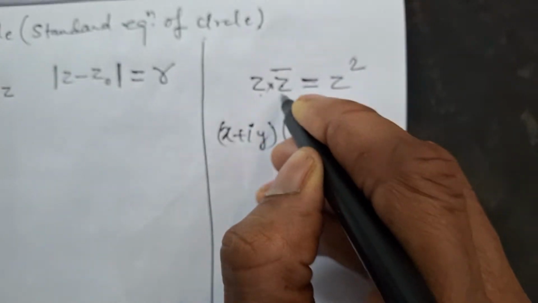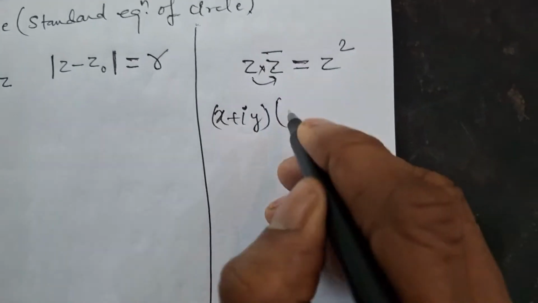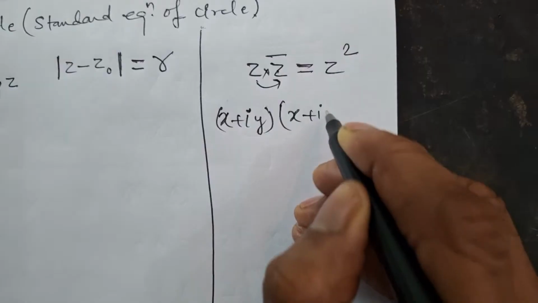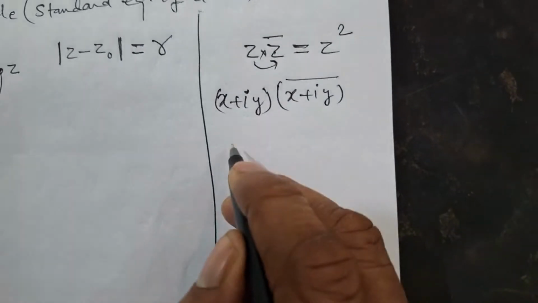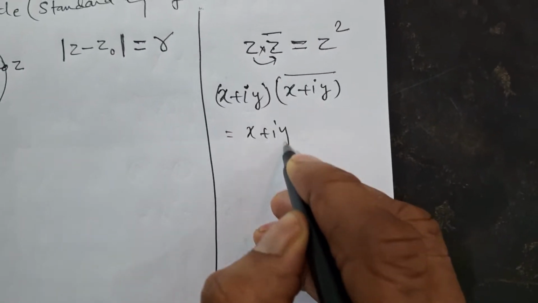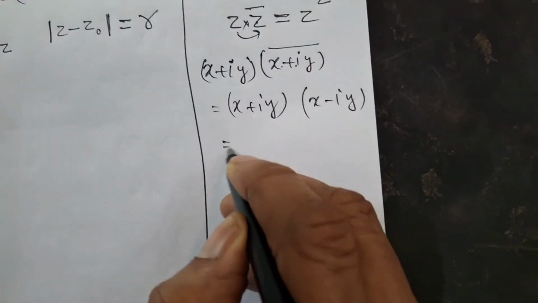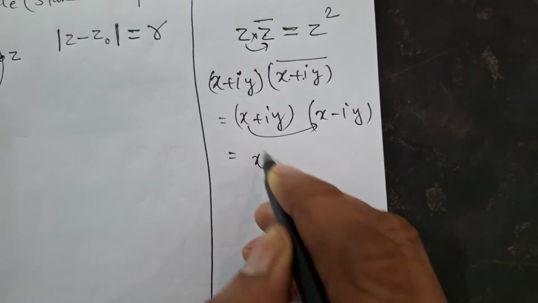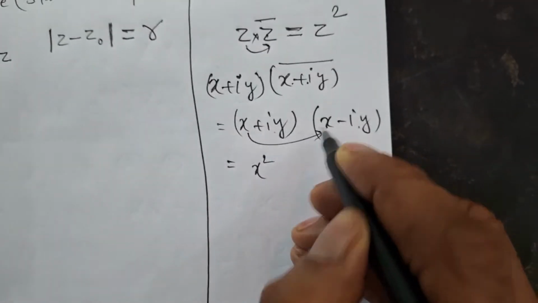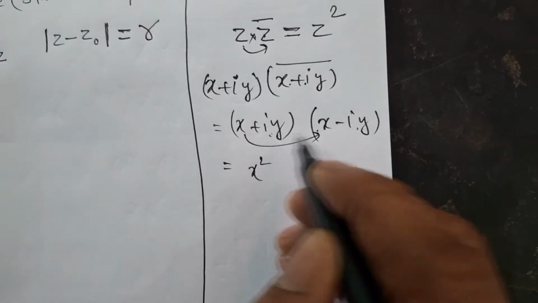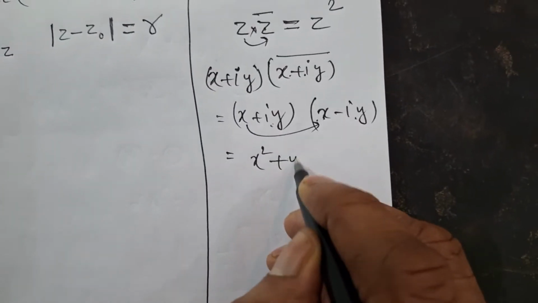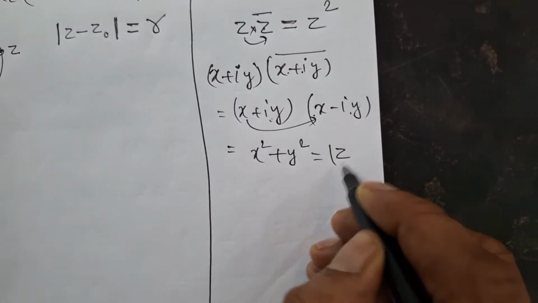Z and its conjugate. Conjugate means mirror image, meaning x plus iy. So can we write, genius, x plus iota y, and this is the mirror image, meaning x minus iy. If you solve, genius, then x square, and xiy minus xiy, and minus i square y square, meaning y square, meaning genius you will get mod z square.